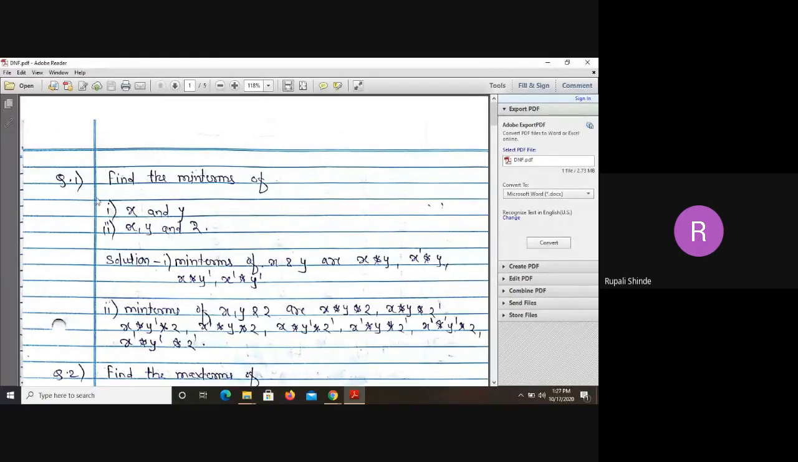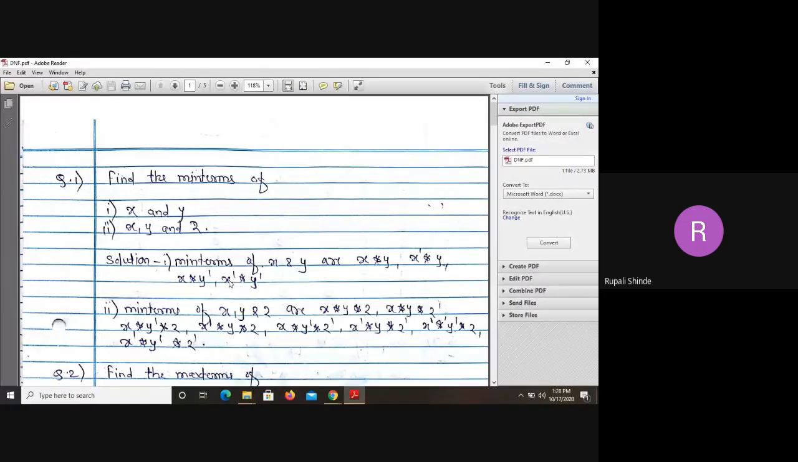In the first question they have given two variables, x and y. From these two variables, how many minterms can be generated? 2 raised to 2, that is 4. How to represent these four minterms? The first minterm we can consider is x star y. Again, x and y are connected by the star operation. This is one of the minterms. Second, x complement star y. Third, x star y's complement.